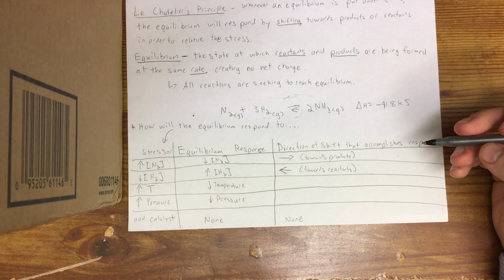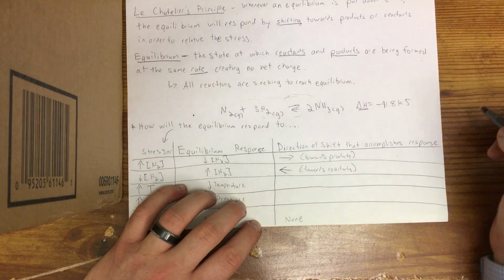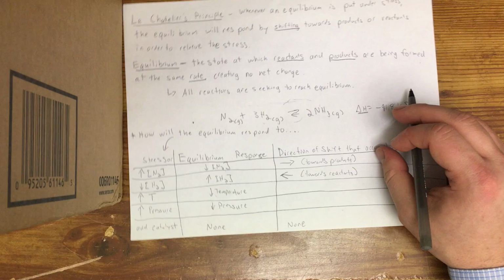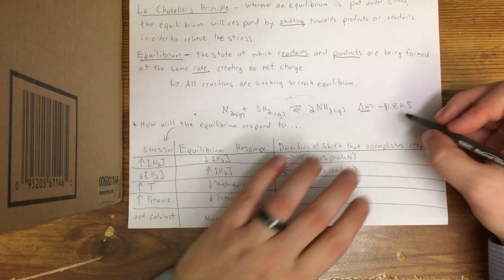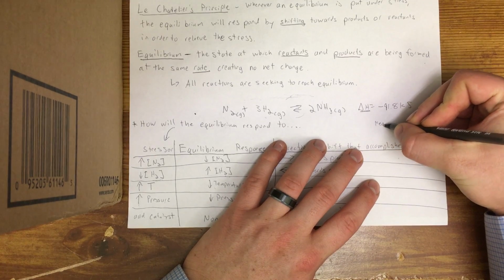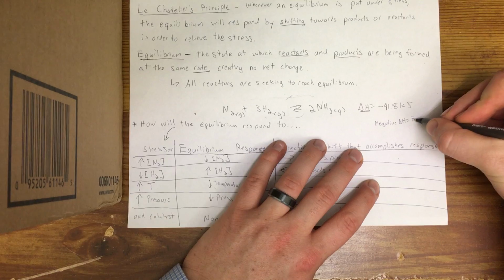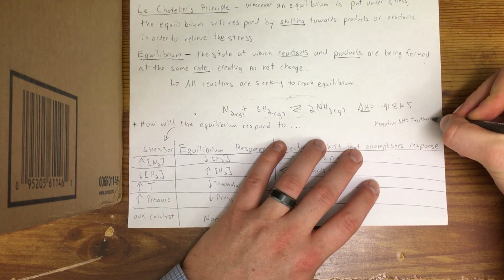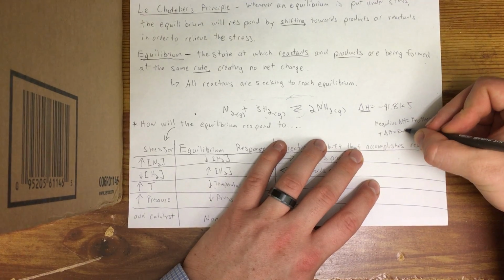In order to determine that, the primary way we do that is we'll be given what's called a delta H value, which will tell in which way the energy has changed over the course of the reaction. Negative delta H means exothermic, whereas positive delta H equals endothermic.